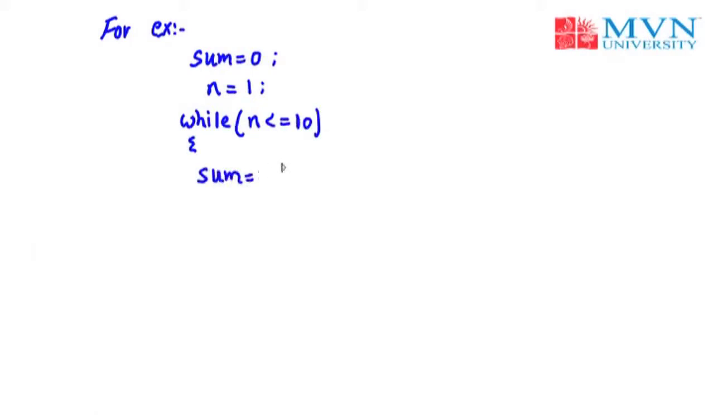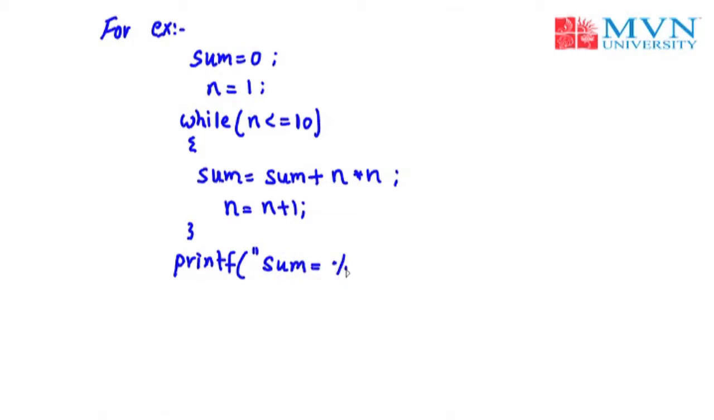For example, the variable sum is equal to 0. Here we take one more variable n. Initially the value of n is 1. Then we use the while statement, and in the while statement I am giving a condition that n is less than equal to 10. In the while statement, sum is equal to sum plus n multiplied by n. Then the value of n is incremented by 1. Then the closing braces. Then the printf function is used. In this I am printing the value of the variable sum.